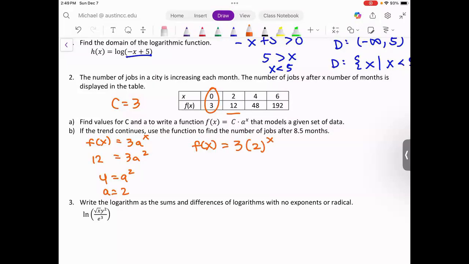If the trend continues, we can use the function to find the number of jobs after 8.5 months. So we'll just input 8.5 into our function. So 3 times 2 raised to the 8.5 power. And that comes out to 1086.12, which means that there would be 1,086 jobs.